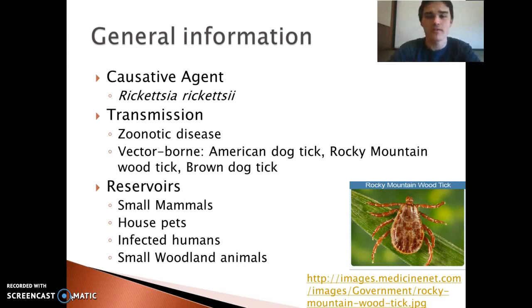The causative agent is Rickettsia rickettsii, or R. rickettsii for short. It is a zoonotic disease, and it is spread through the tick. More specifically, the American dog tick, the Rocky Mountain wood tick, and the brown dog tick. Fun fact, though, the Rocky Mountain tick is what it is named after, not the Rocky Mountains in the western United States. Other reservoirs include infected humans, house pets, small animals, and woodland animals like deer, squirrels, and chipmunks, and all that kind of stuff.